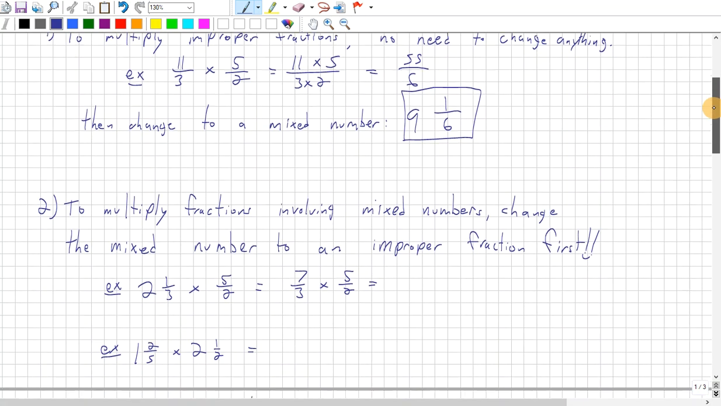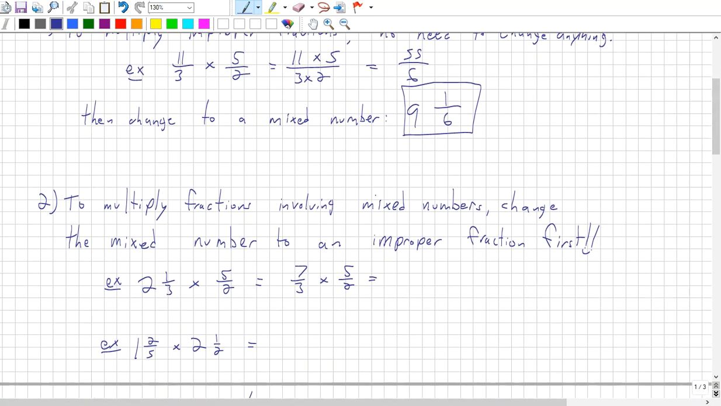To multiply fractions involving mixed numbers, first we want to change the mixed number to an improper fraction. So just like I showed above, we had improper fractions, which are kind of easy to multiply by any type of fraction. So first of all, the 2 and 1/3, for example, I'm going to change that to 7/3. Of course, I multiply the 2 in front by 3, add 1, and then I'm multiplying by 5/2. Already an improper fraction, I don't need to change anything.